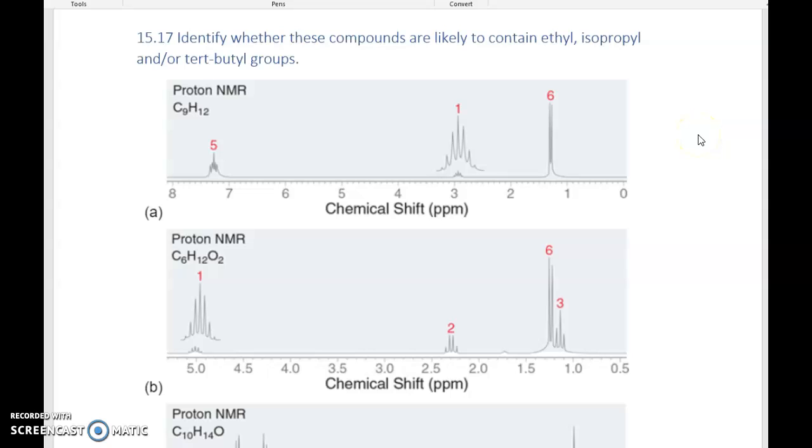Identify whether these compounds are likely to contain an ethyl, isopropyl, or tert-butyl group. The red numbers tell us the number of protons. So we want to look at the number of peaks. There are 7 peaks here and 2 peaks here. So a 7,2 means that it's an isopropyl.